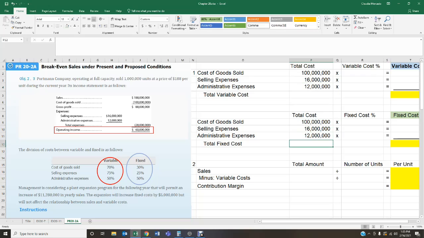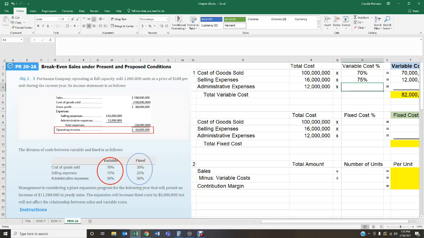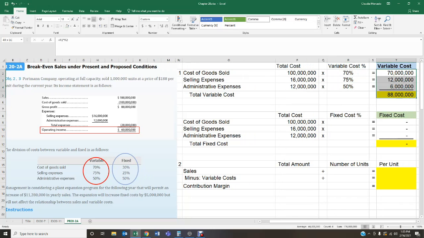Okay. So I have my cost entered in my first column. I'm going to multiply it by my either variable cost or fixed cost. So for variable cost, my cost of goods sold are 70%. For my selling expenses, my variable costs are 75%. And then for my admin expenses, it's 50%, okay? Now, I had already entered some formulas. Let me delete them. That way we can just see what we're doing, okay?